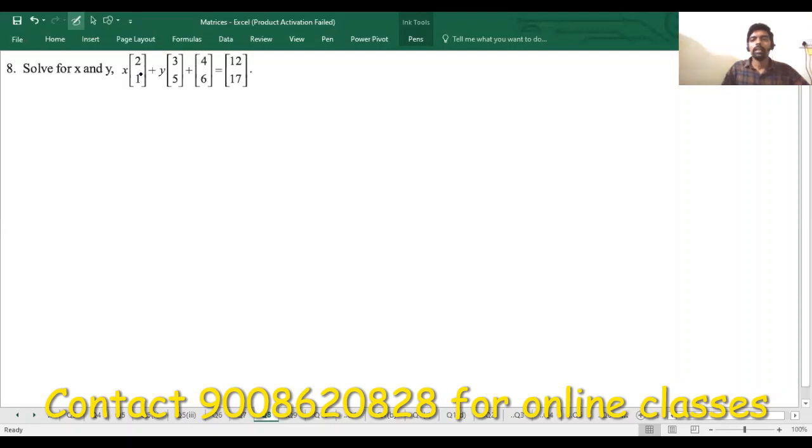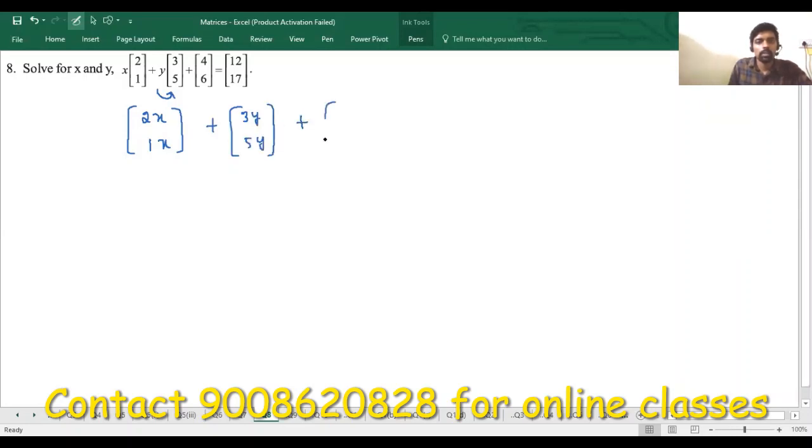So guys, here x is a scalar. So now I'm doing scalar multiplication. Multiply this matrix by x, guys. 2 into x is 2x. Then 1 into x is 1x. Plus multiply second matrix by y. Here the scalar is y. I'm doing scalar multiplication. So 3 into y is 3y. Then 5 into y is 5y.